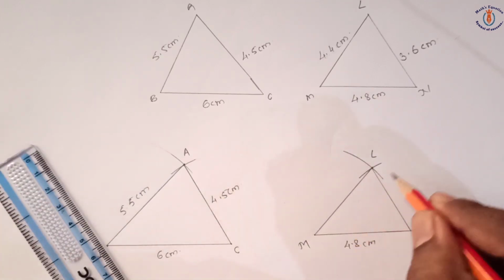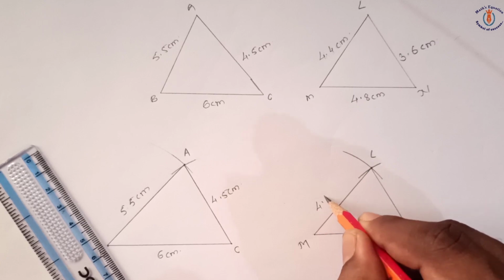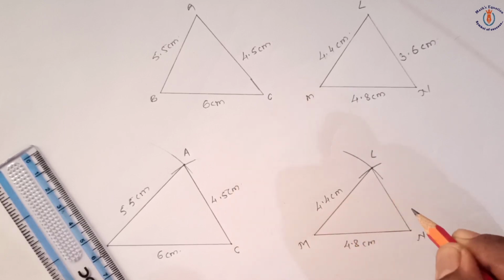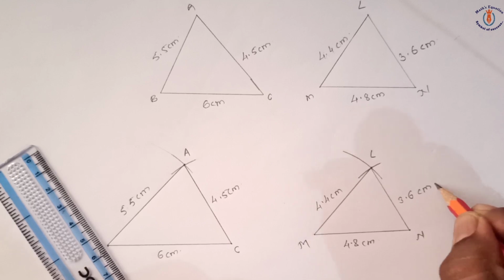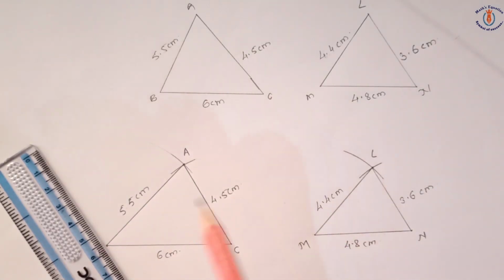So this LM is 4.4 centimeter and this is 3.6 centimeter. In this way easily you can construct both triangle LMN and triangle ABC. How simple is this? Okay, so let's move toward the next question.